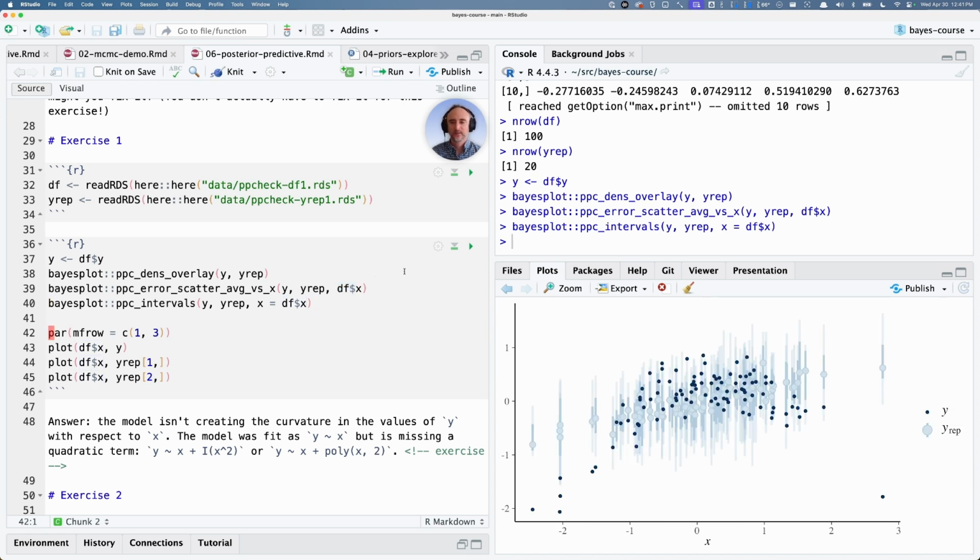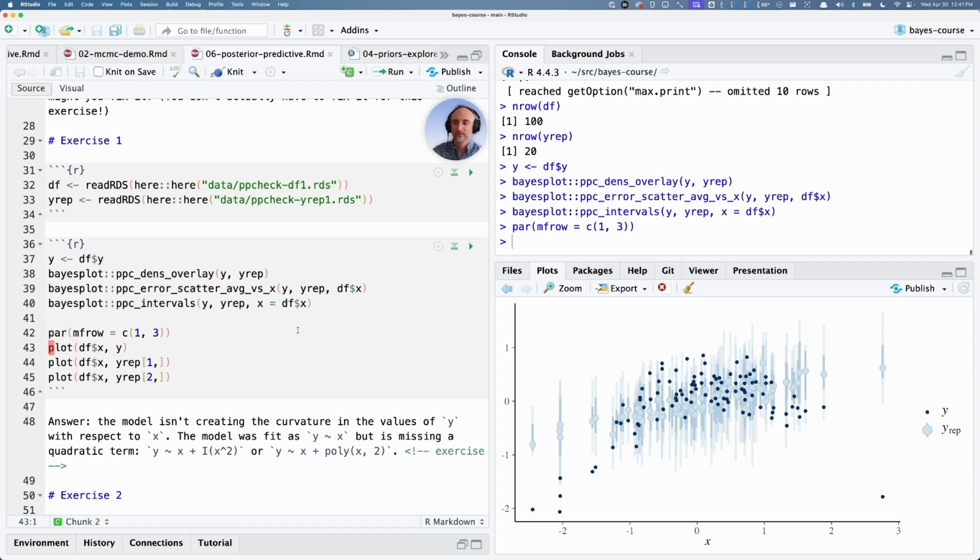I could use this ppc_intervals function. In this case, the observations are the dots, and then the distribution of our simulation replicates is shown in the background with these dots and lines. So I think we have the mean and then some, I assume, 50 and maybe 90 or 95% credible intervals. I'd have to look at the help for that. And so, for example, here, if we look off into the high and low values of x, our simulated values are all following the straight line. And these observations are falling far outside the distribution of those simulated values.